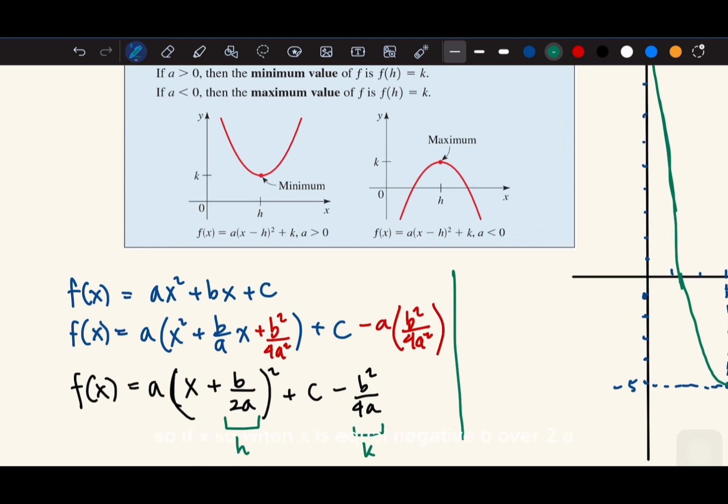So when x is equal to negative b over 2a, this component will be 0, right? So that is when actually we get the maximum or minimum. So when we take the negative b over 2a as our value of x.